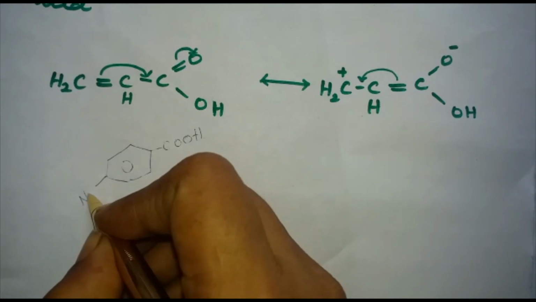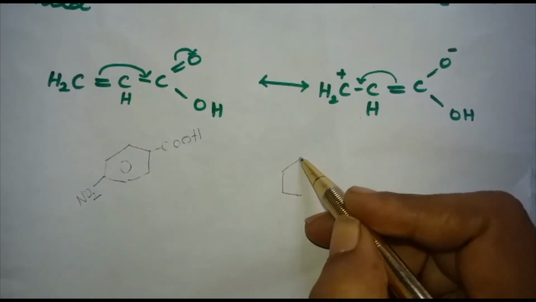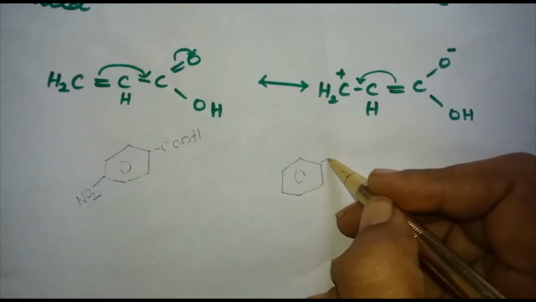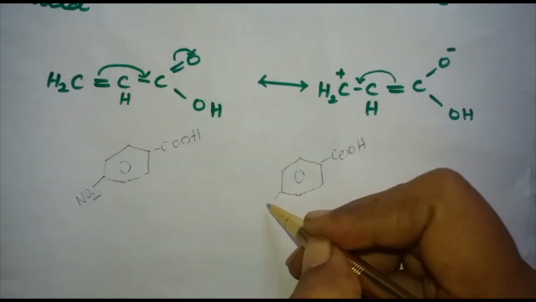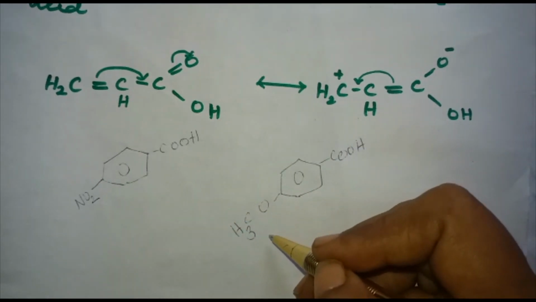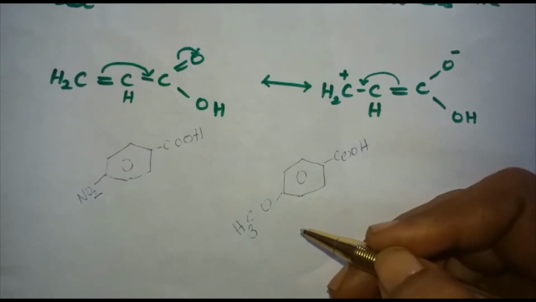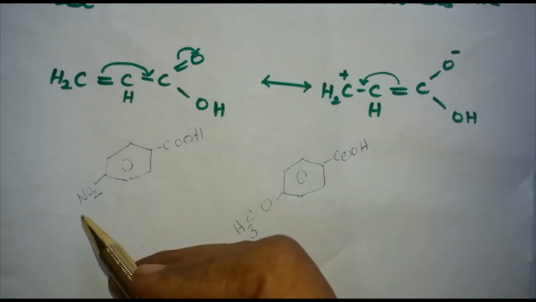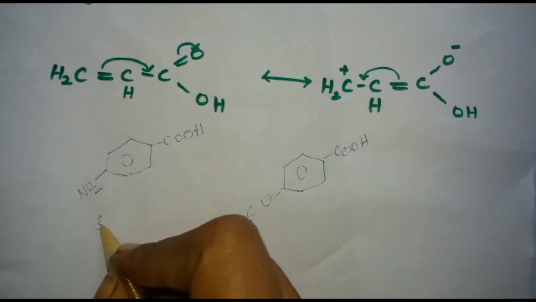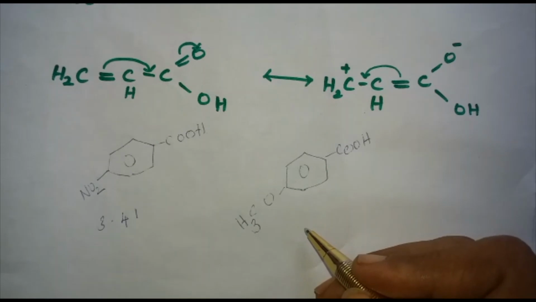NO2 is an example of an electron withdrawing group, and for an electron donating group in the aromatic carboxylic acid, we can give the example of OCH3 on COOH. This is an electron donating group which decreases acidity. This is for nitrobenzoic acid and this is for methoxybenzoic acid. Here the pKa value is found to be 3.41, whereas the pKa value of 4-methoxybenzoic acid is found to be 4.46.